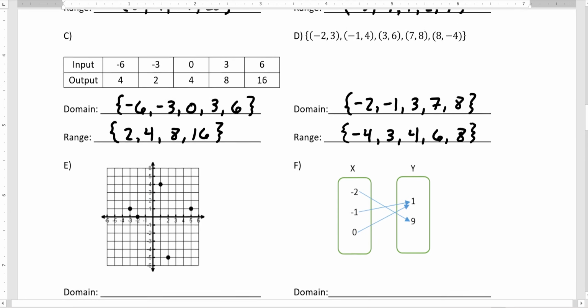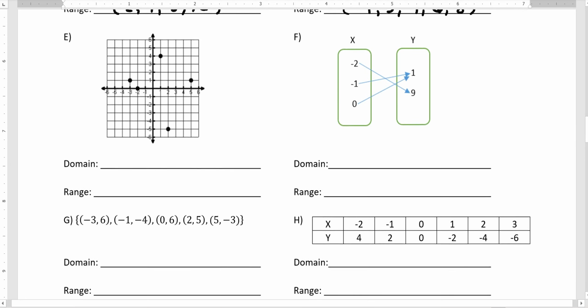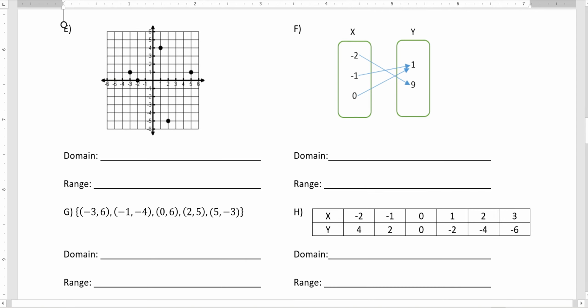Let me know if you have any questions over everything. I'm going to let you guys try a few on your own. So why don't you go ahead and do E, F, G, and H on your own, and then we'll check those together, all right? So go ahead and pause the video, try E, F, G, and H, and then continue the video and see how you did.